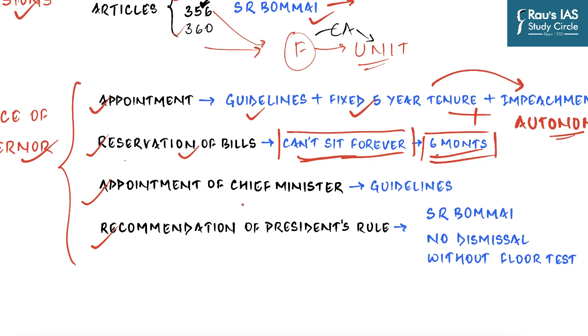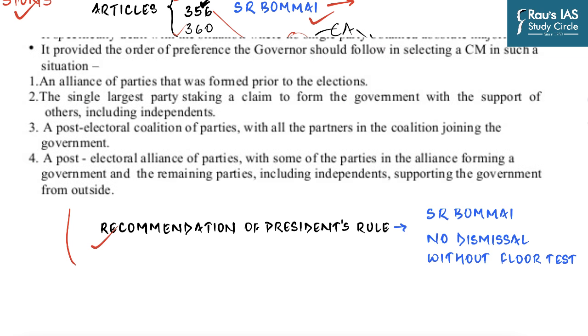Then we also know that in cases of hung assembly, where no clear party or coalition gets the full majority, it matters a lot who is invited for the first time to form the government, because then they hold power for some amount of time, and in that they can do a lot of horse trading. And so the role of governor becomes very, very crucial in those circumstances. And so the Punchi Commission has recommended quite a detailed set of guidelines which has to be followed by the governors for inviting people to form government.